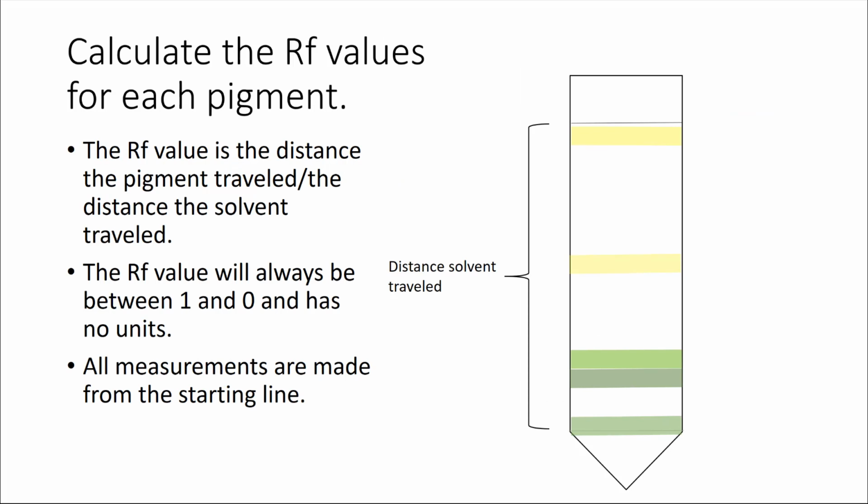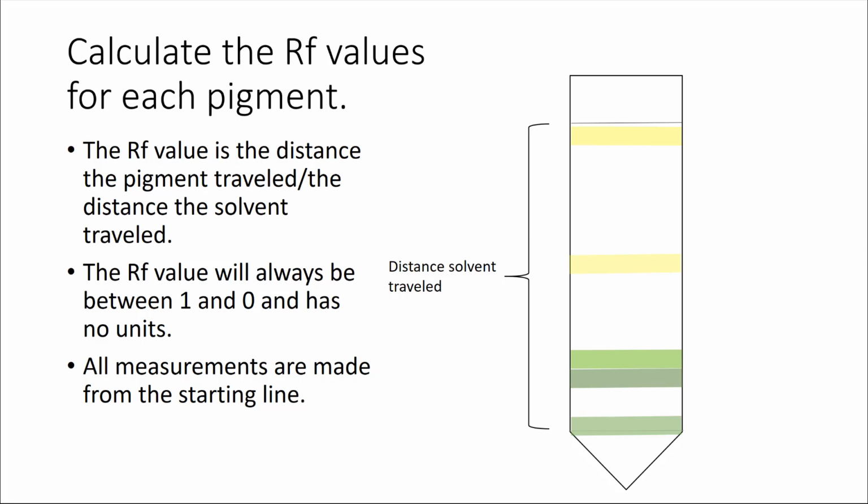For each of the pigments, and we see 4 pigments that separated from that green stain down at the bottom, those 4 pigments, the 2 yellow pigments, a brighter green pigment, and a dark green pigment, we want to calculate the RF value for each of them. The RF value is the distance that the pigment traveled divided by the distance that the solvent traveled. And these measurements will all be taking place from that starting line down at the bottom.